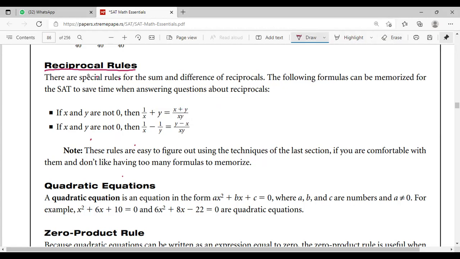Okay, there are special rules for the sum and difference of reciprocals, right? So basically here, these two are the reciprocals. The reciprocal of x is 1 by x and the reciprocal of y is 1 by y. We already know what a reciprocal is, right?